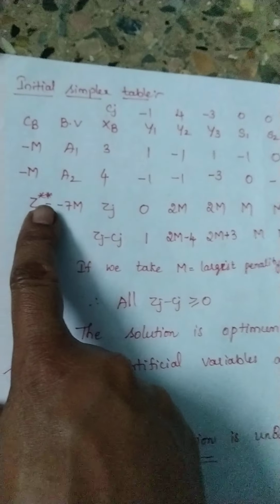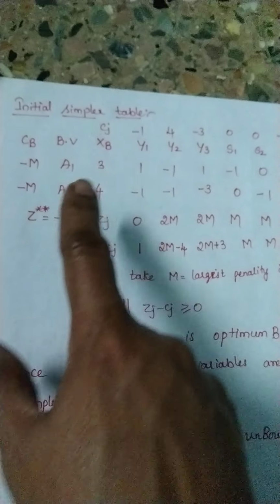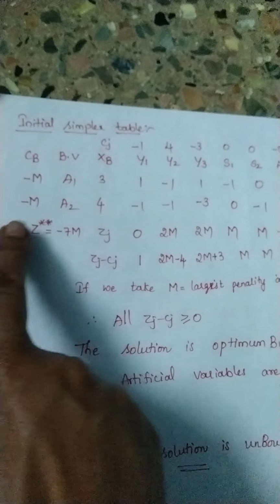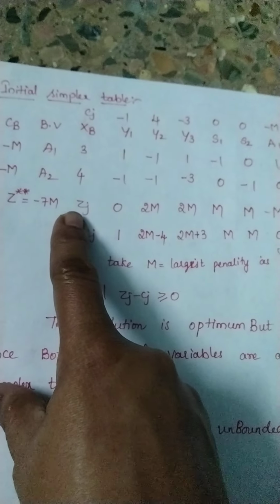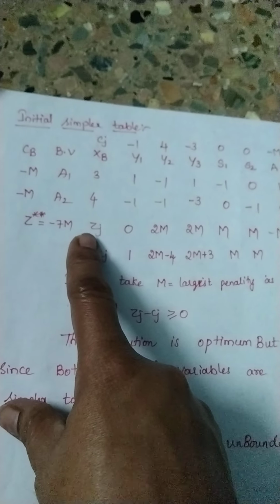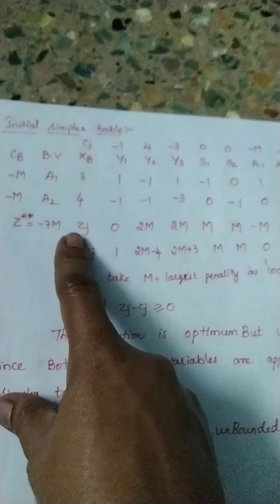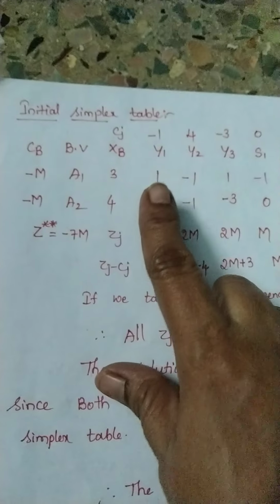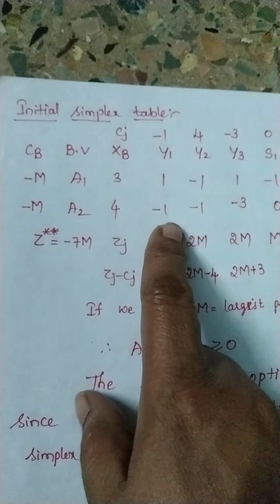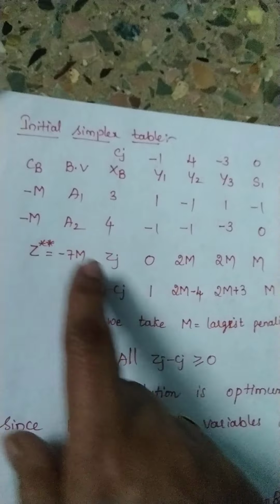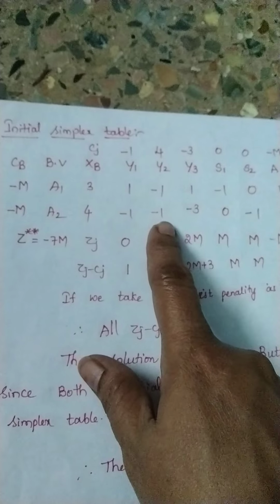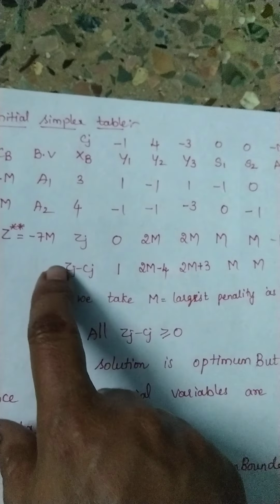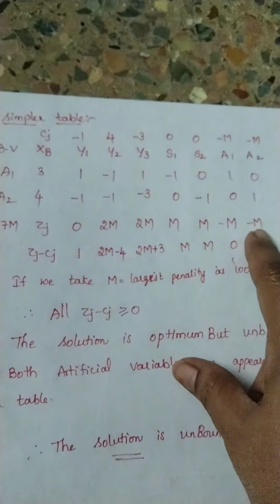We are finding out z double star here. The z double star is nothing but 3 into minus M plus 4 into minus M. How much will you get? Minus 7M. Zj: what is the formula here? Same formula, Xj into CB. So here you will get 1 into minus M plus minus 1 into minus M. You will get 0 here. Here minus 1 into minus M plus minus 1 into minus M. You will get 2M. Similarly, we are finding out the values of Zj.